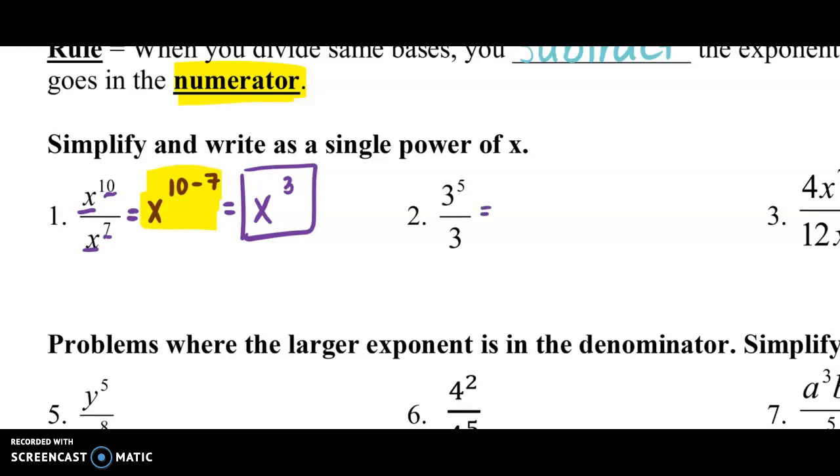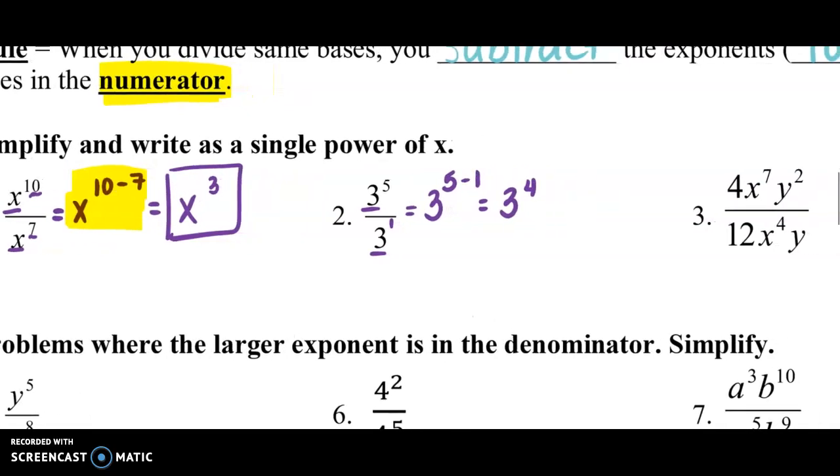Okay? Here we have 3 to the 5th over 3 to the 1st. Same bases, so I subtract the exponents. 3 to the 5th minus 1, which would be 3 to the 4th. And then you can go ahead and simplify. 3 to the 4th is 81.